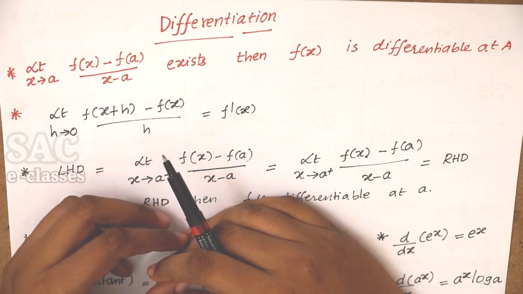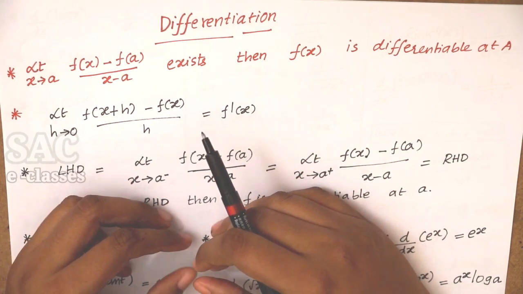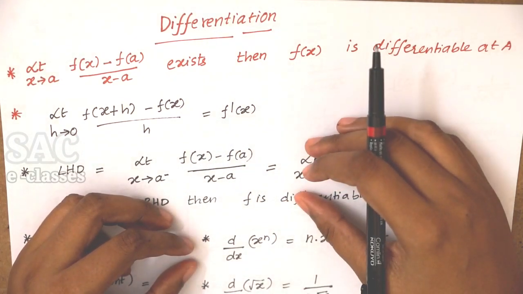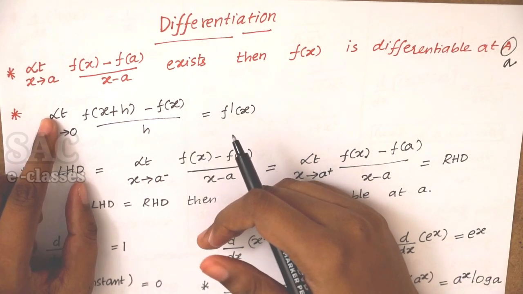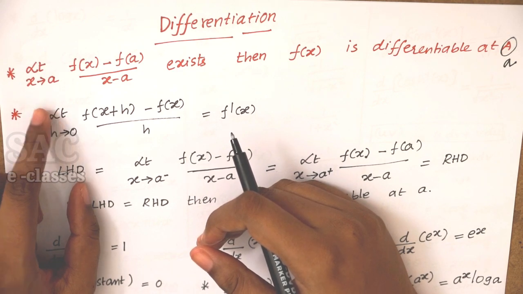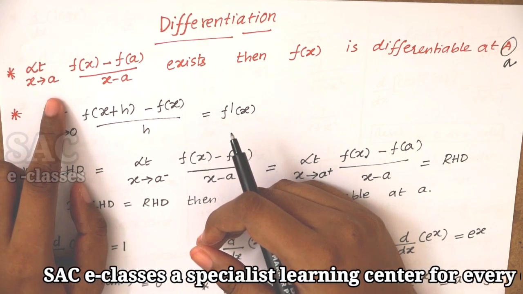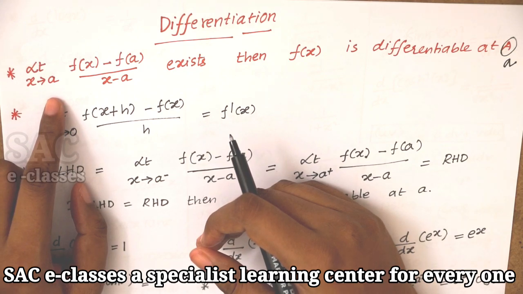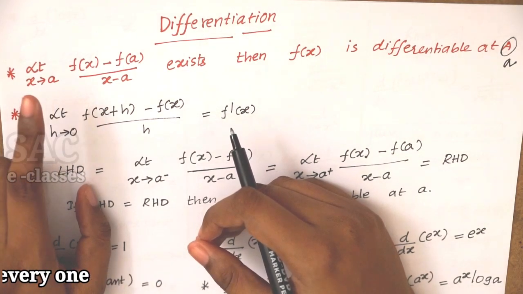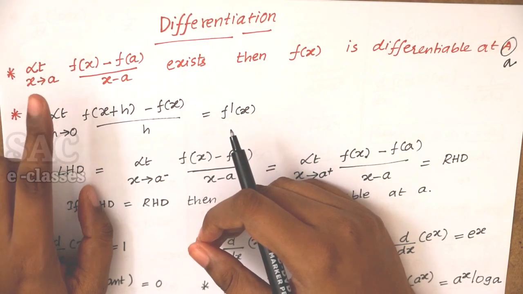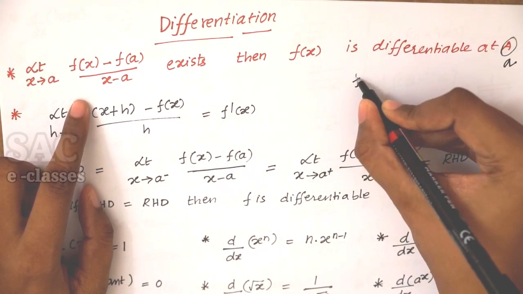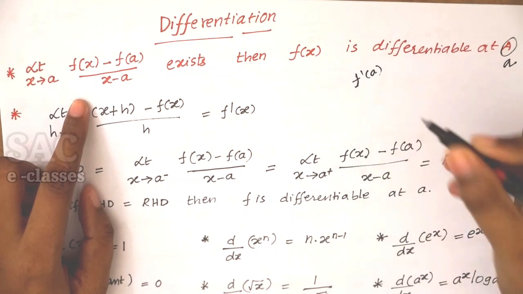Actually, differentiation is a kind of limit. Where f is any function defined on a neighborhood of a real number a, then f is said to be differentiable or derivable at a whenever the limit as x tends to a of (f(x) minus f(a)) by (x minus a) exists. Such a limit is called the derivative or differential coefficient of f at a. It can be denoted with the help of f dash of a also.